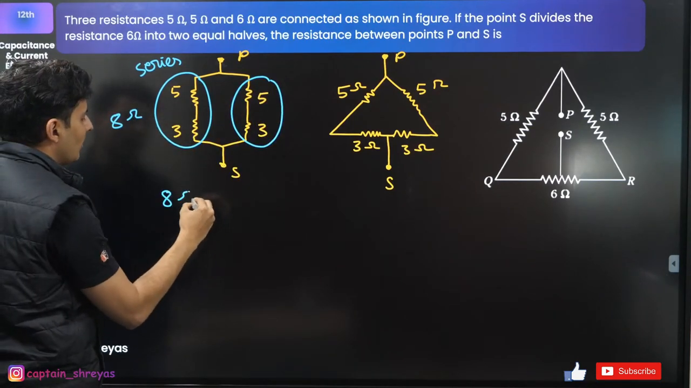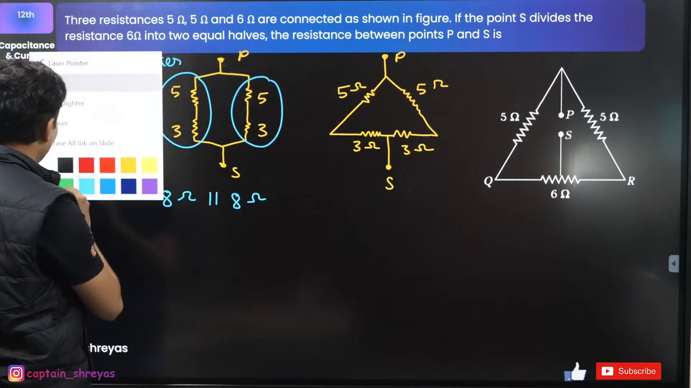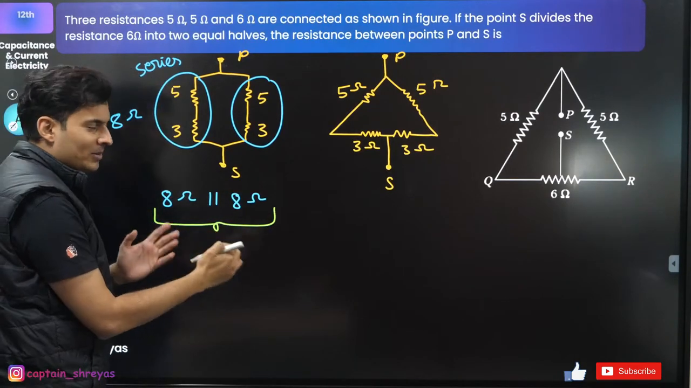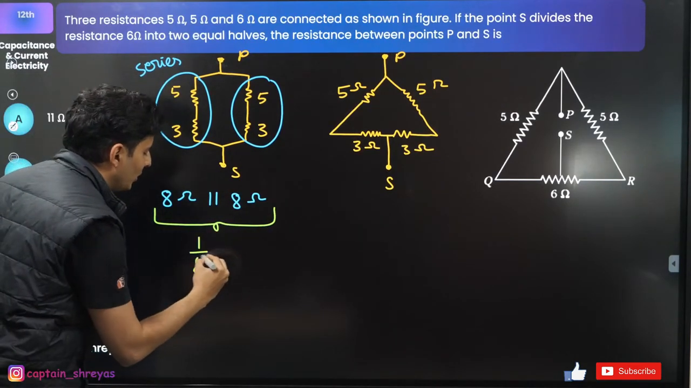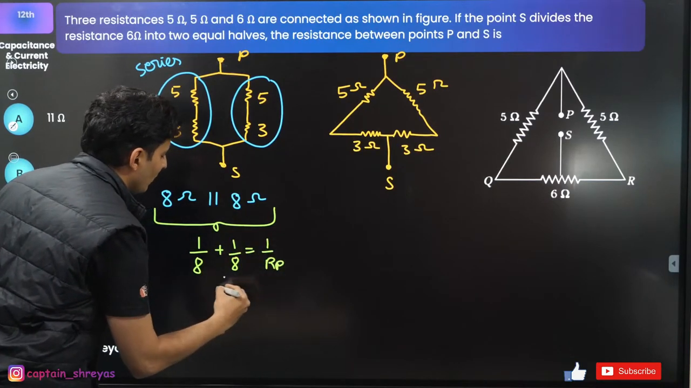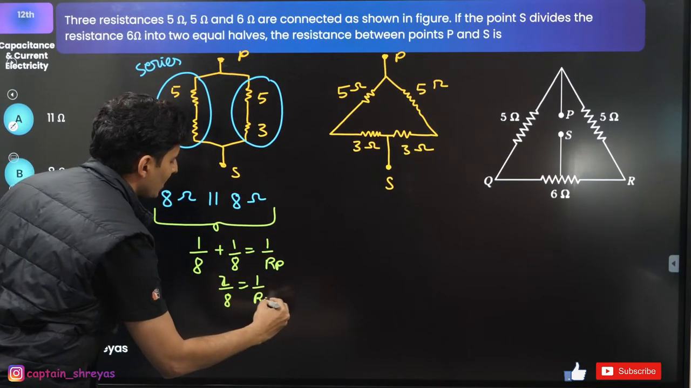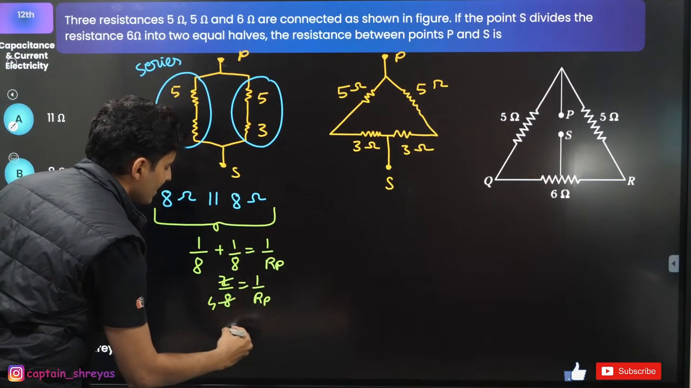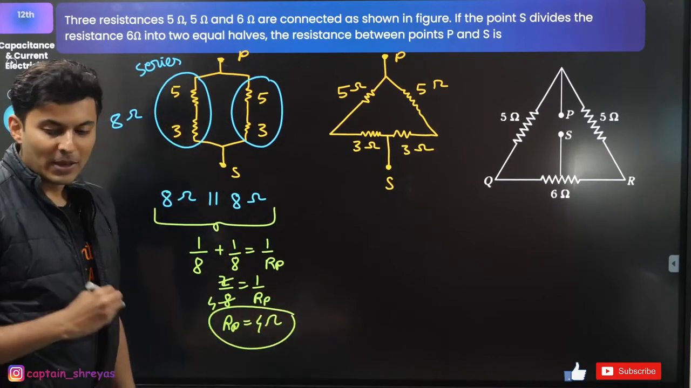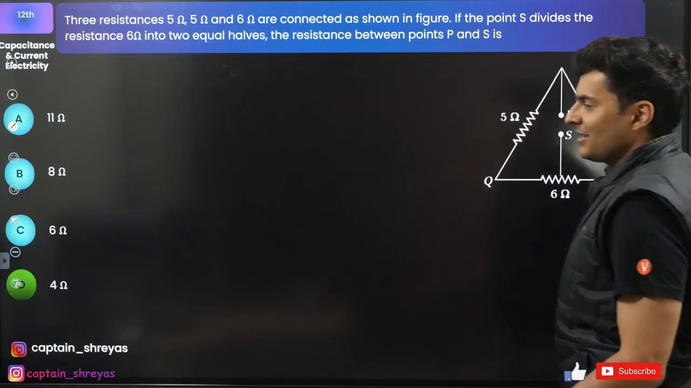Now 8 ohms is parallel to another 8 ohms. So what will be the total combination? If you want to do it, do it: 1 by 8 plus 1 by 8 is 1 by Rp. So 2 by 8 is 1 by Rp. 2 goes into 8 four times, so Rp will be basically 4 ohms. Perfect. Option D is the correct answer.